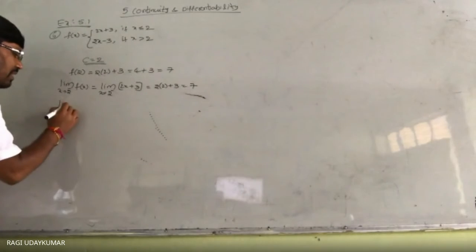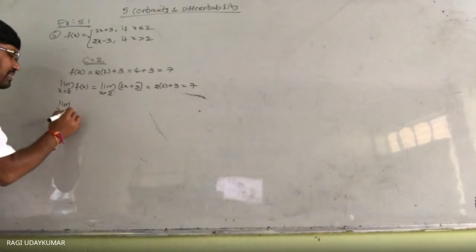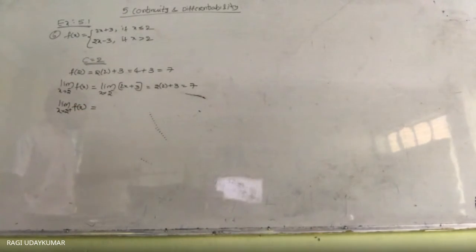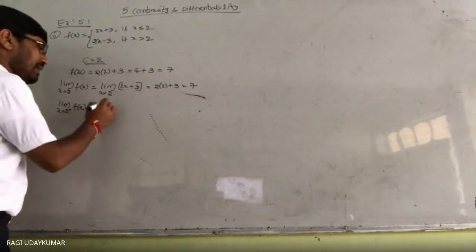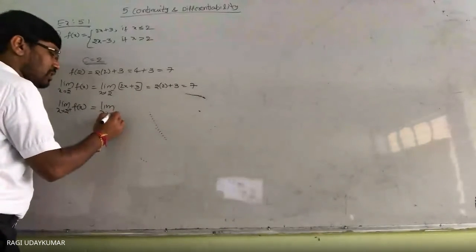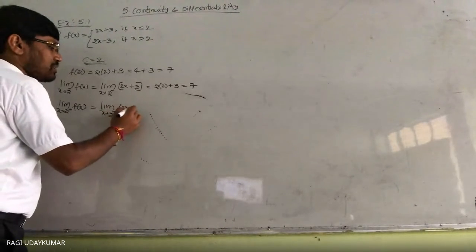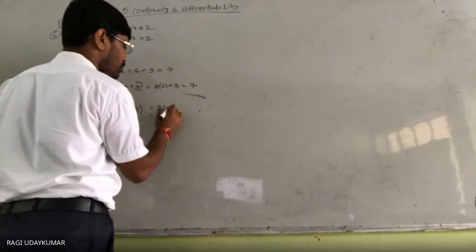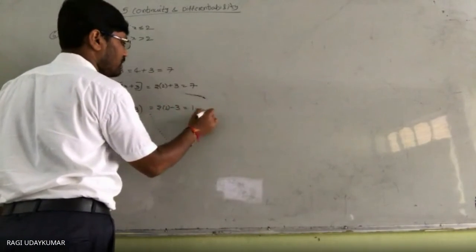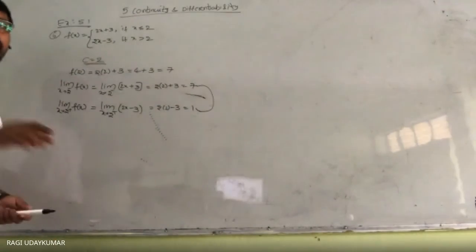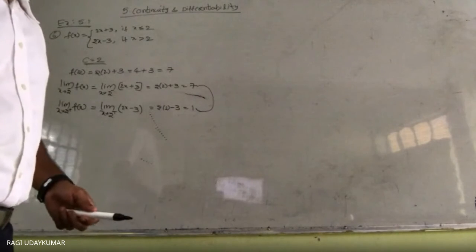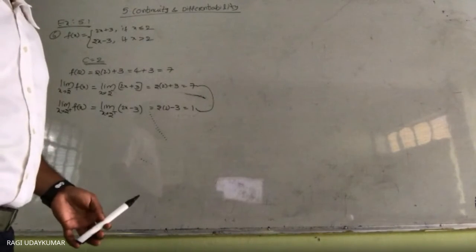Now the right hand limit, when you take x tends to 2 plus of f of x. In some cases we get left hand limit and right hand limit equal, but here let us see what we get. We will not get equal. The function is 2x minus 3, so we get 2 into 2 minus 3, which is 1. These two are not equal. Therefore it is discontinuous at x equals 2. In the remaining places it is continuous.